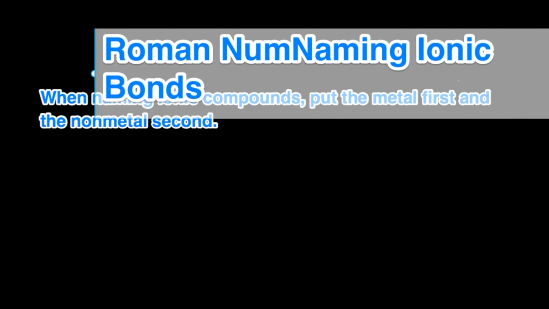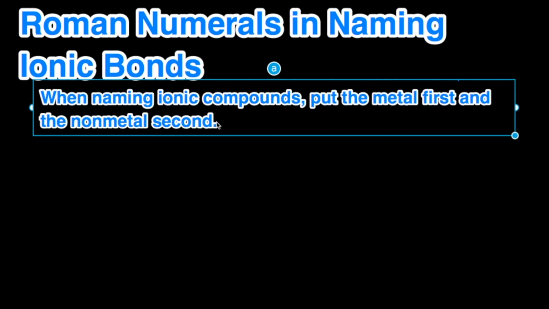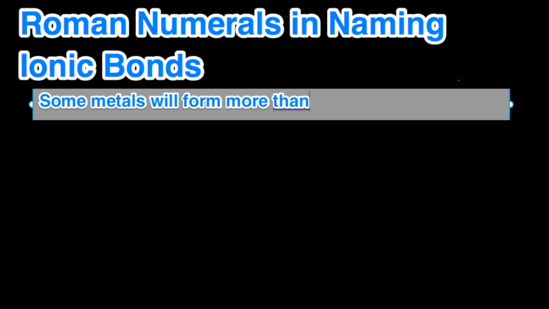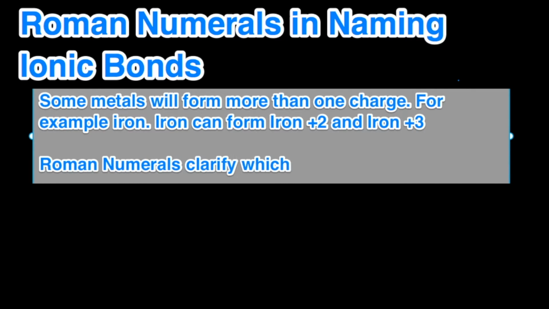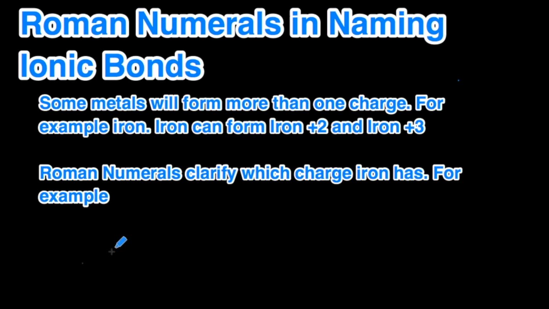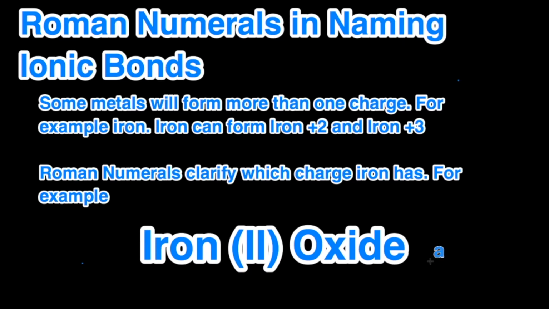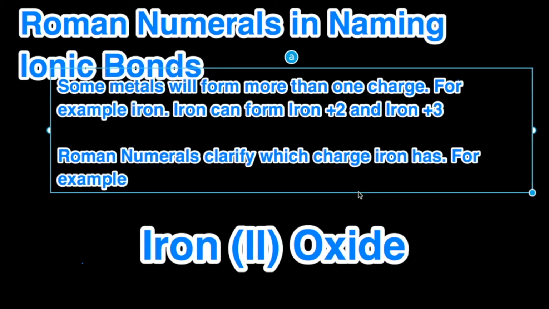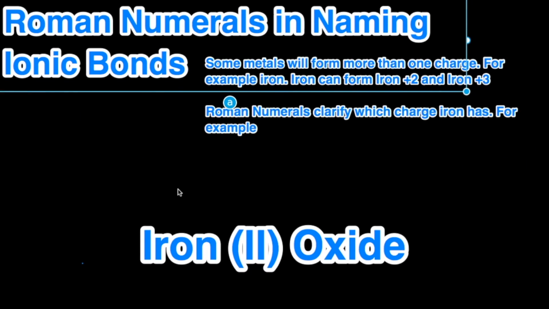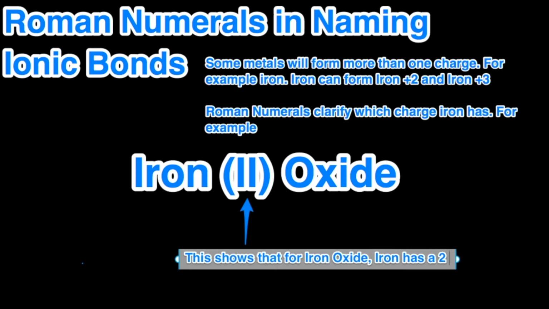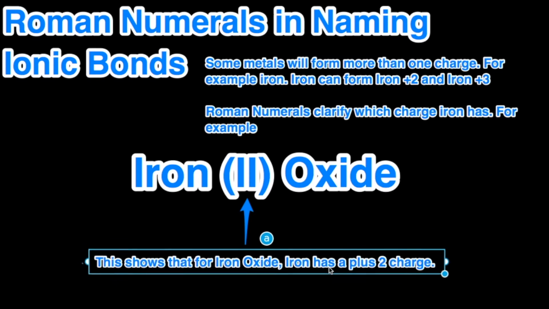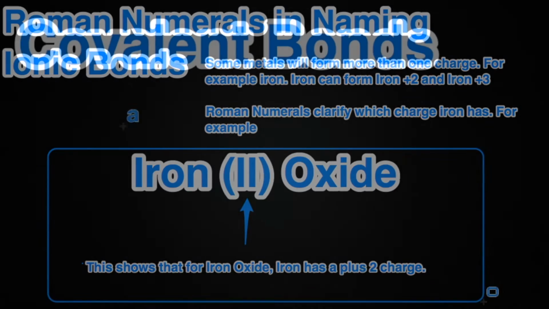We use Roman numerals for some compounds because some cations can form more than one charge. Roman numerals clarify which charge a metal that forms more than one charge, or cation, has. Some metals, like iron, for example, can form a plus 2 charge and a plus 3 charge. These Roman numerals clarify which charge a compound has. In this specific example, the iron in iron oxide has a plus 2 charge. So the Roman numeral for iron is 2.